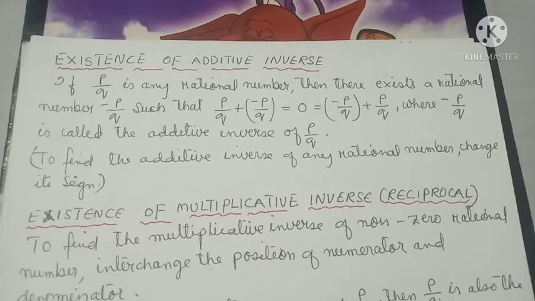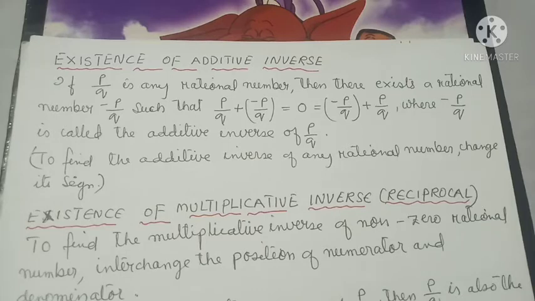In this way, we can say that the additive inverse of any rational number is a change of its sign. It means that if p by q is positive, then you have to change the sign, that is minus p by q. If it is negative, then it should be positive, and if it is positive, then it should be negative. So that is the additive inverse of any rational number.